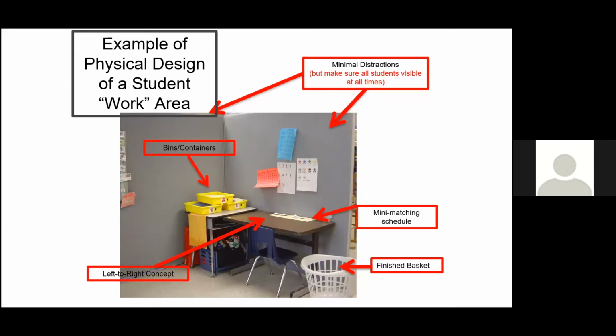Most of my students did not work independently. And it was a revolutionary moment when I taught them to work on their own. And so the way that this works is you have these bins and containers on the left side, and the student is going to obviously sit in the chair. And this one has a mini matching schedule. The child is going to take a picture off that schedule and match it to the bin. And then they're going to pull that bin onto the table. And then they're going to do that activity.